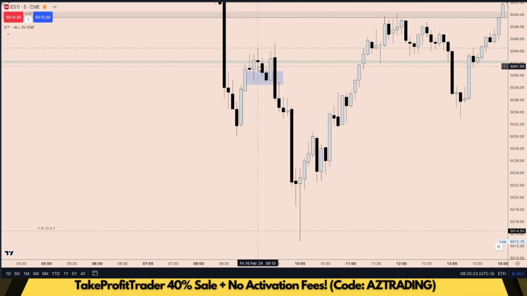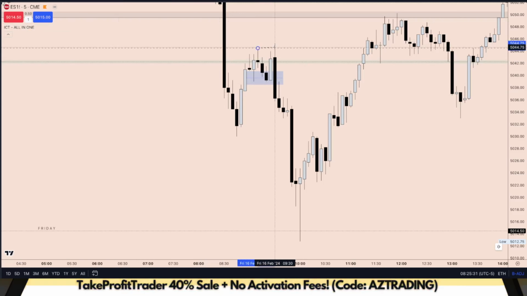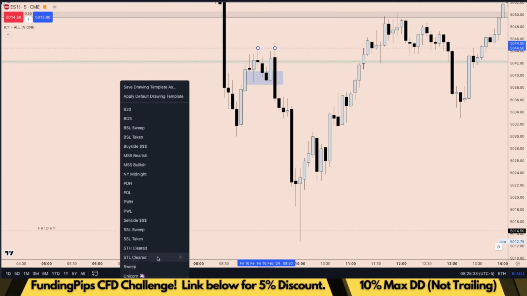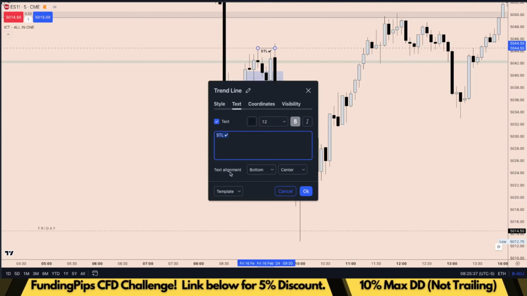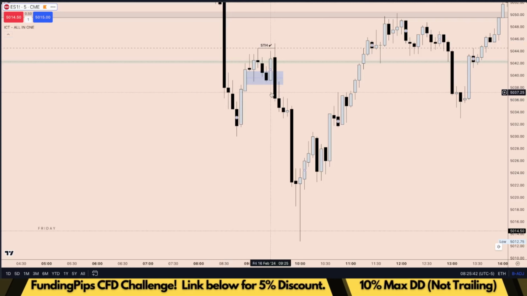Didn't we? I mean, we retraced into it once, twice, and we continued higher from here. So now 9:30 opens up. What does it do? It takes out a short-term high. Let me mark this up. Short-term high cleared. No, that's the short-term low. Short-term high cleared. We take this out. Leave behind a bearish engulfing candle closing below the highest bullish fair value gap of this little retracement here.